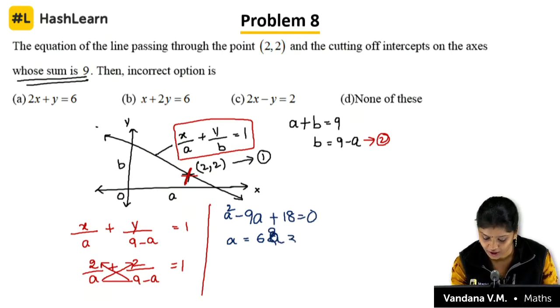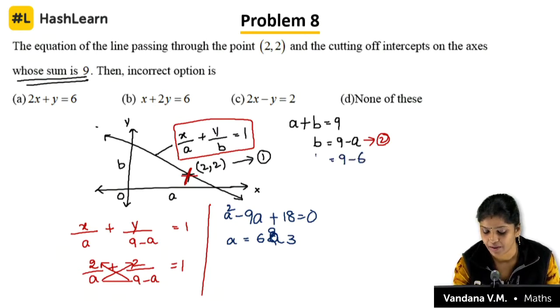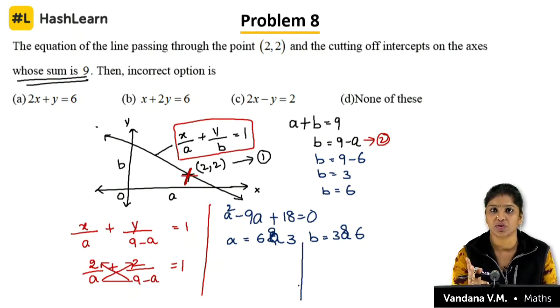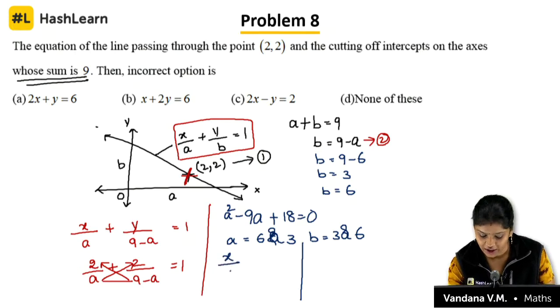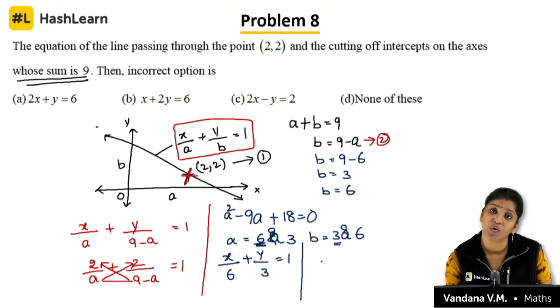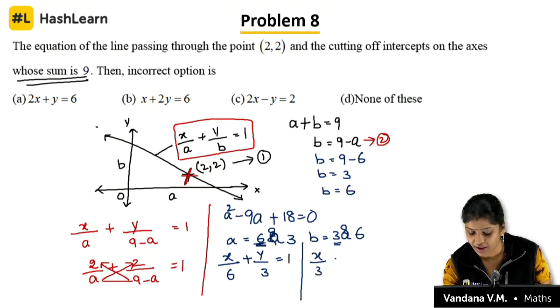If A is 6, put A value as 6, then B value is 3. If you put A value as 3, B value becomes 6. So, B value is 3 or 6. Then how will you write the equation? Here I will get two sets of equations. One is x by 6, whenever you have 6, your B value is 3. So, that is y by 3 is equal to 1. One more equation is what? X by 3 plus y by 6 is equal to 1.